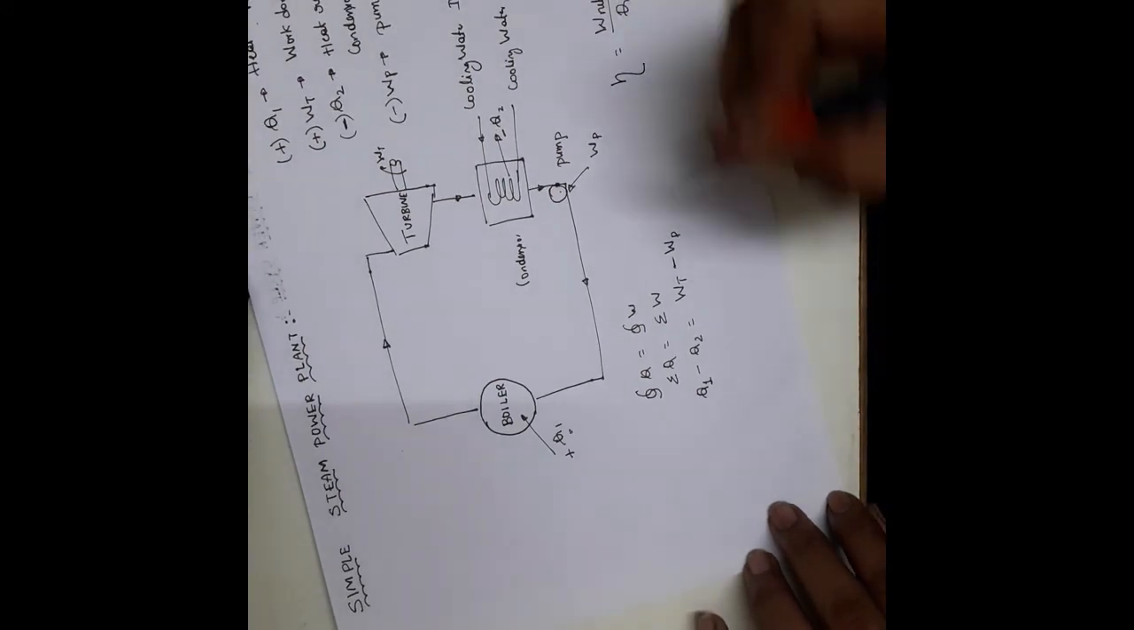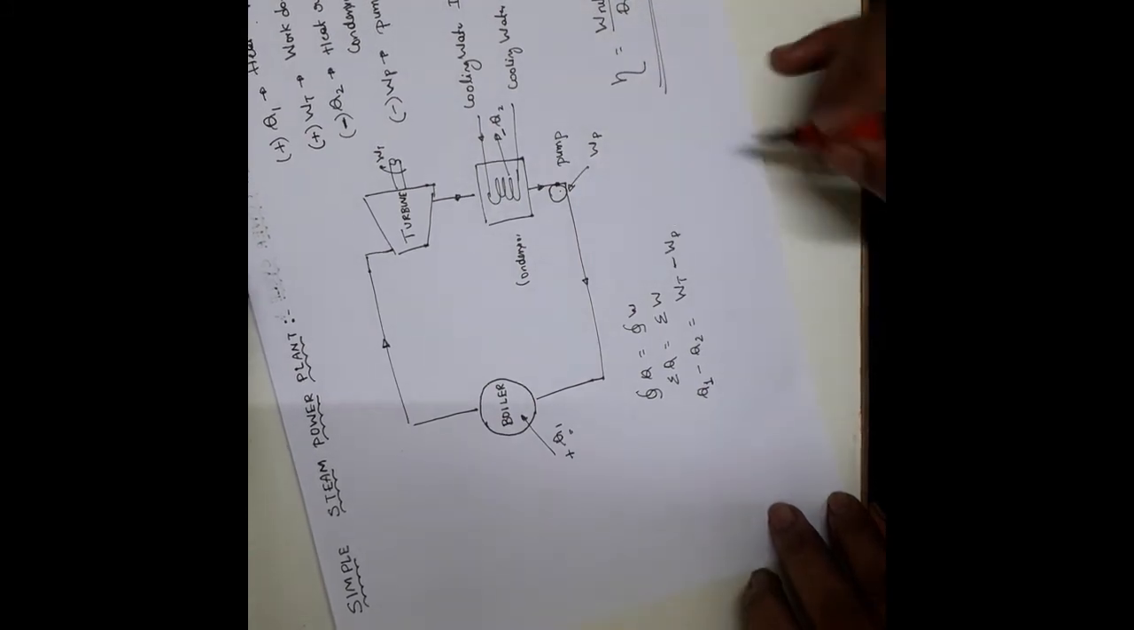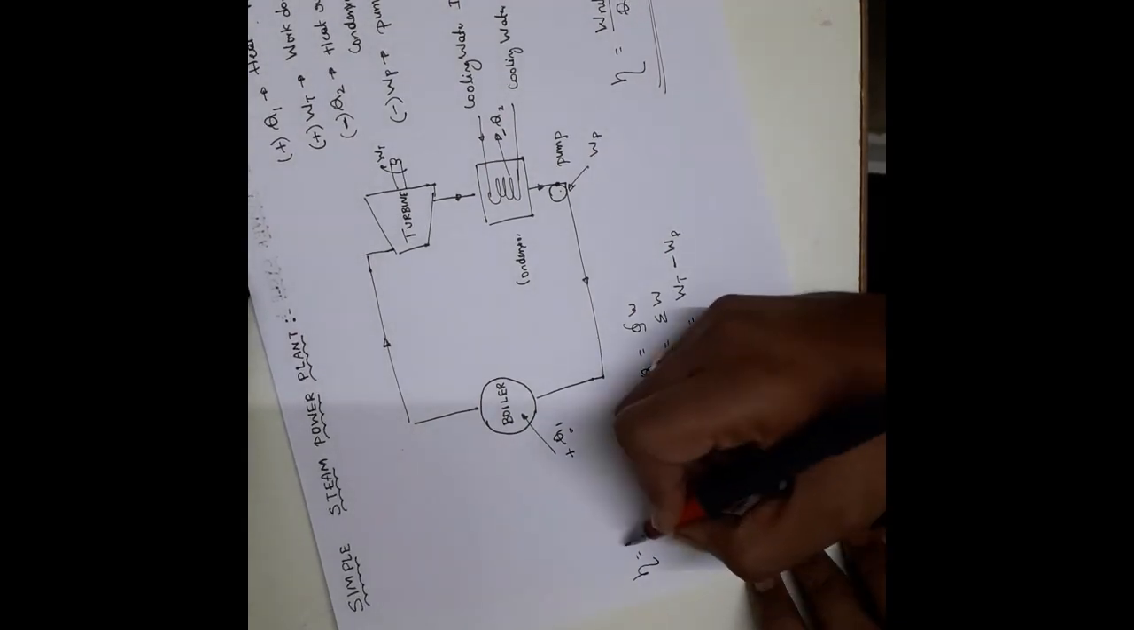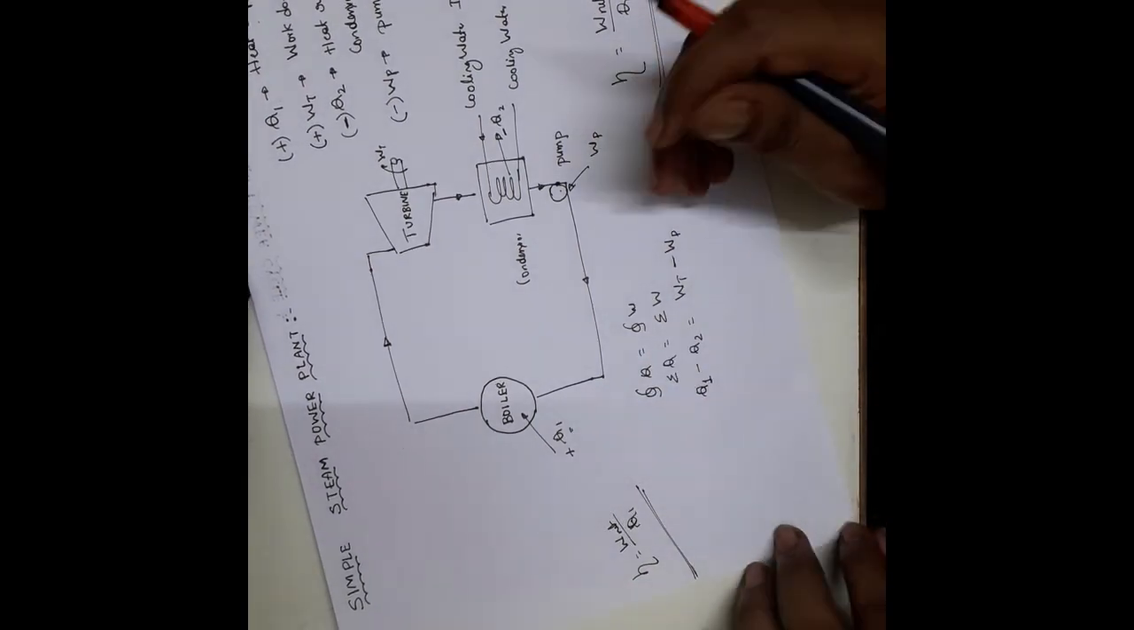Why is it Q net? Because it is turbine work minus pump work. I need to subtract the pump work from the turbine work which I am getting. So your efficiency is finally turbine work minus pump work divided by Q1. Q1 is the heat supply. So for a steam turbine, the general expression of efficiency is net work done divided by heat supplied. So this thing you need to note.